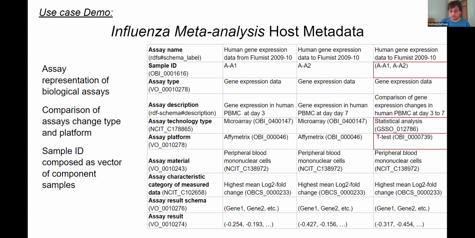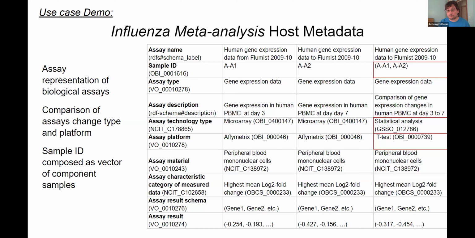So in the example of human gene expression due to an influenza vaccine, we see that, hey, there's a microarray, we use Affymetrix as a platform, it's collected from peripheral blood mononuclear cells, and for day 3 and day 7, we're given a matrix of the assay result of what's the change.